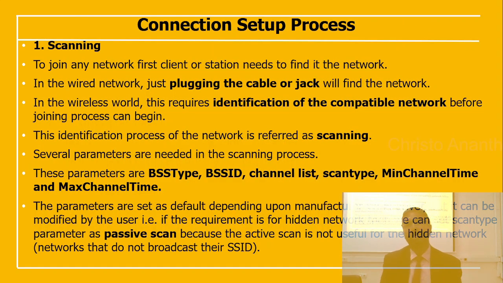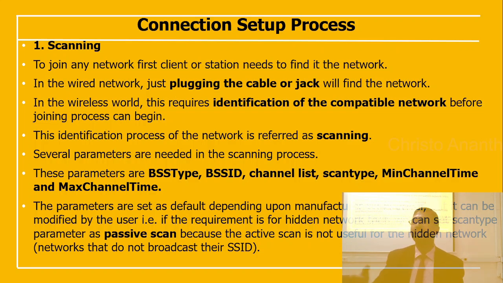First one, scanning. In order to join any network, first the client or station has to find its network. In a wired network, you just plug the cable or jack, and that will find the network. In the wireless world, you have to identify whether it is a compatible network or not before the joining process can begin. This identification process is called scanning. Several parameters are needed in the scanning process: basic service set type, basic service set identifier, channel list, scan type, minimum channel time and maximum channel time.